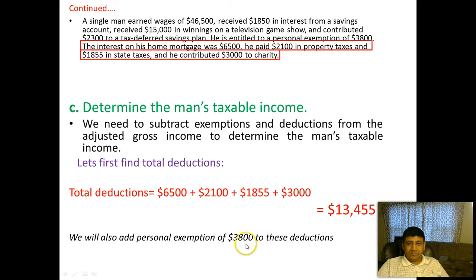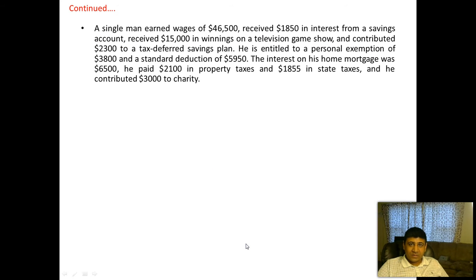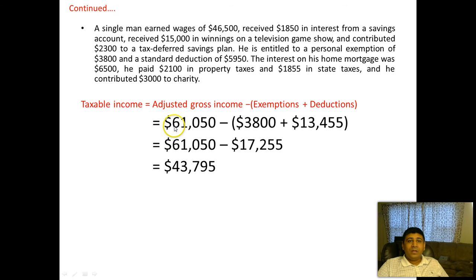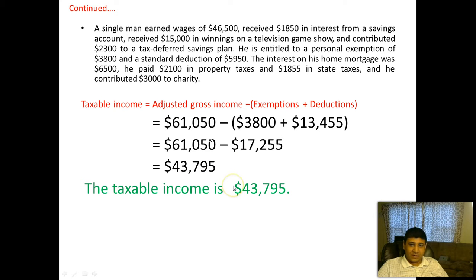Now to this we will add the personal exemption. This is his taxable income, which is adjusted gross income minus exemptions, the personal exemption $3,800 and deduction which we calculated on the previous slide. Add these two up and subtract from this one and you will get 43,795. This is his taxable income. He has to pay taxes on this amount.